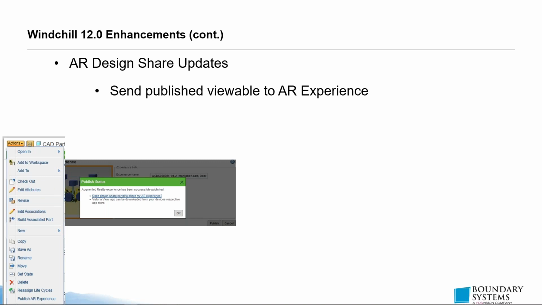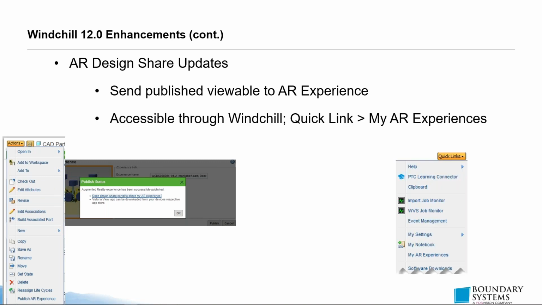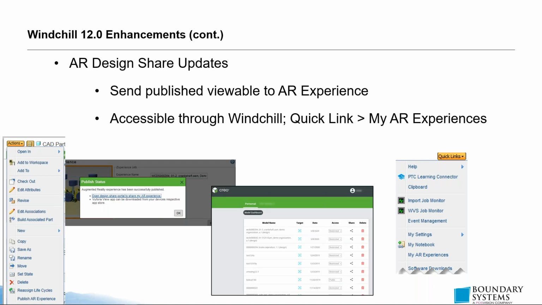When you publish it, in this secondary dialog box it will allow you to open up your actual design share portal. So where your actual AR experiences are located, you can open that up. Not only can you do it from there, but it's also available in your quick links as well. So down there, you can see towards the bottom, there's a My AR Experiences. When you select that, it will once again take you to all of your AR experiences.